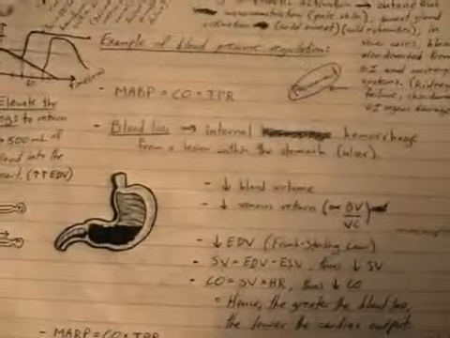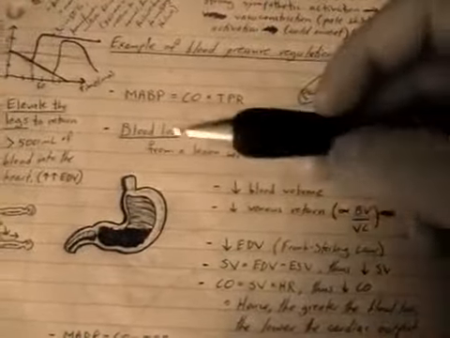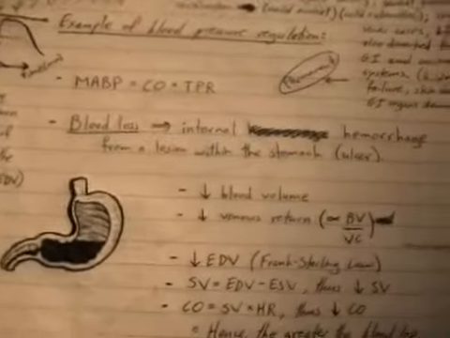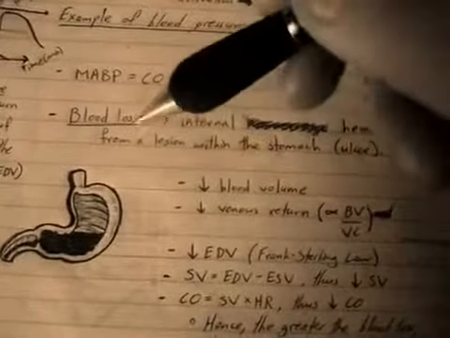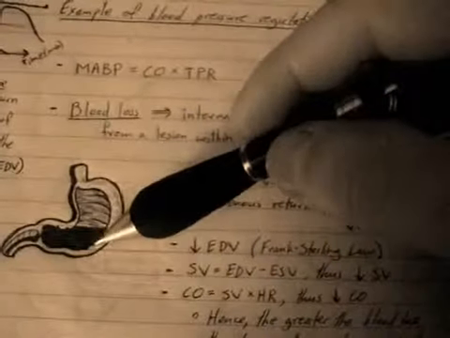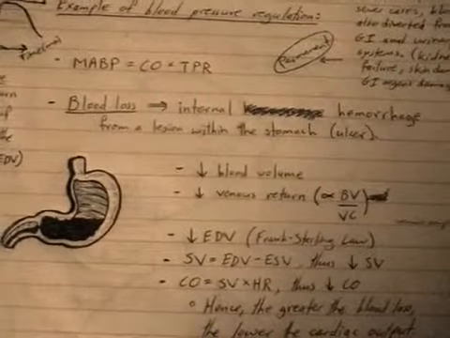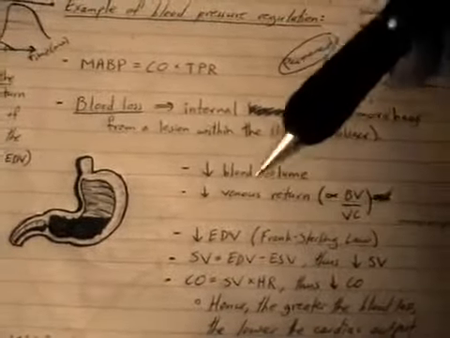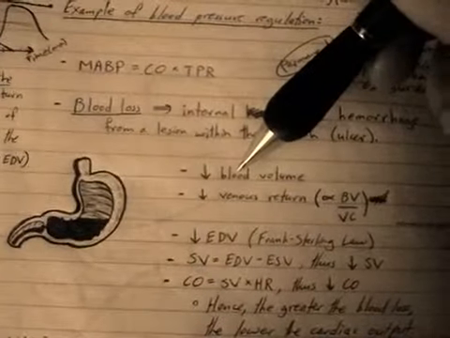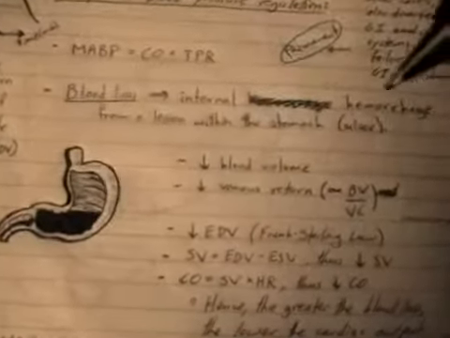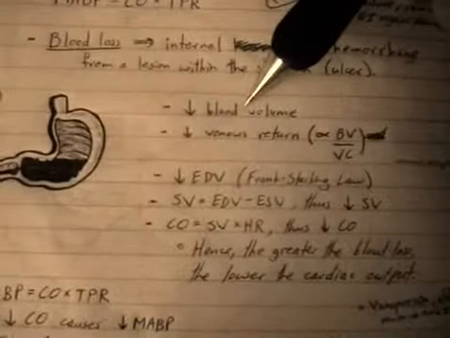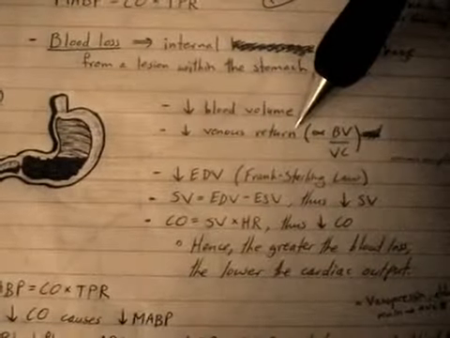So let's look at an example of blood pressure regulation. We're going to consider hemorrhage or blood loss as an example, and let's say there's some lesion in the stomach that's causing internal bleeding. The first thing that will happen is, of course, a decrease in blood volume due to blood loss. Now, when the blood volume decreases, venous return to the heart is going to decrease.